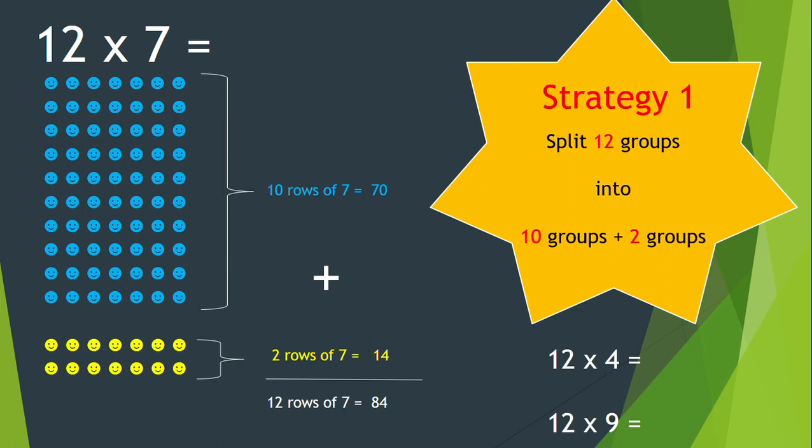12 times 4 is 10 times 4 plus 2 times 4. 10 times 4 is 40. 2 times 4 is 8. So my answer will be 40 plus 8, which is 48. 12 times 9, we can look at that as 10 times 9, which is 90, plus 2 times 9, which is 18. 90 plus 18 is 108.